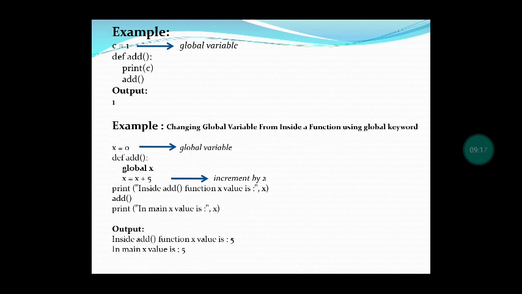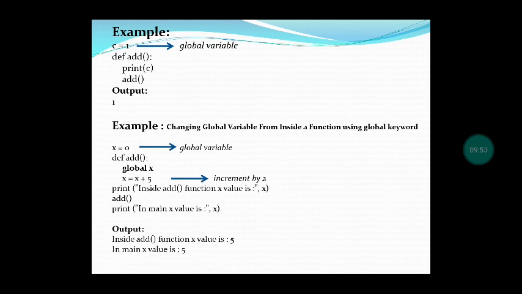Let us see the next example. In this example, the global variable has been used inside the function. If you are using the global variable inside the function, definitely you have to use the keyword global. Look at the first line of the program, that is x equal to 0. We have declared it outside the function, so that is a global variable. Def add is the function name, and again we are giving global x. So this x is a global variable which has been used inside the function using the keyword global.